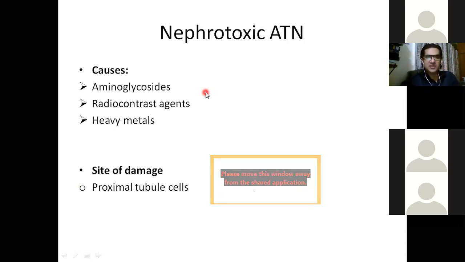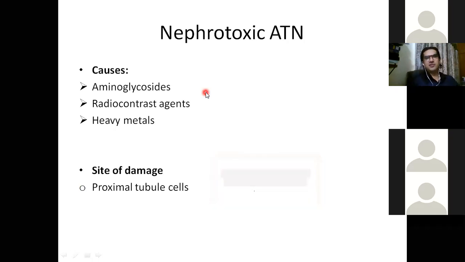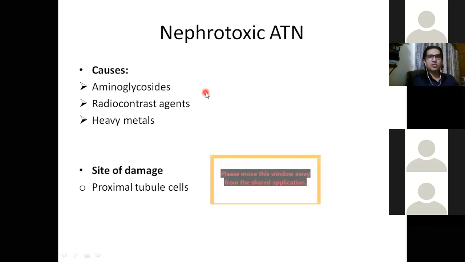Why do they ask for fresh serum creatinine? Because they know that these are nephrotoxic drugs, and if the patient's serum creatinine is raised, then the dose has to be adjusted, right? So there are heavy metals, but these heavy metals are rarely used. So the two major drugs which can cause nephrotoxic type of ATN are, number one, aminoglycosides, and number two, radio contrast agents, right?